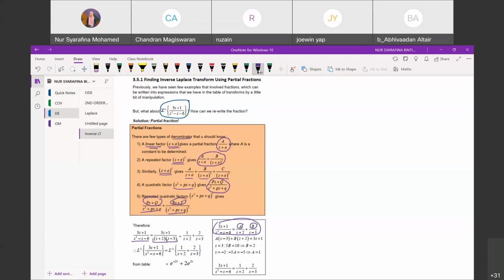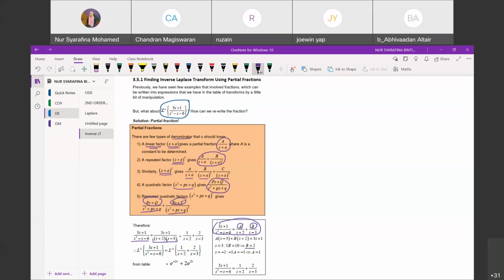Okay, so from here, you need to find a and b. How to find a and b? Just make sure the denominator is equal. So a multiply s minus 3, b multiply s plus 2, and then compare with the 3s plus 1. And you can have your a and your b.